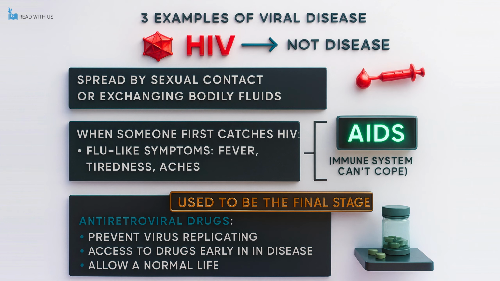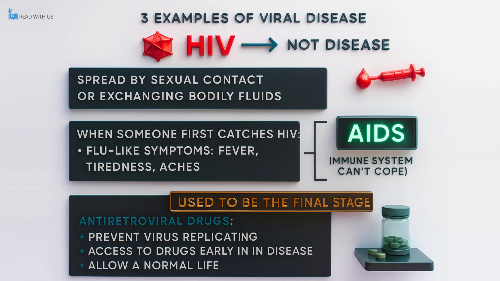The second example is the human immunodeficiency virus, usually shortened as HIV, which is spread through sexual contact without protection or by sharing bodily fluids such as blood. This commonly occurs when people use contaminated needles. Human immunodeficiency virus affects the immune system by damaging it over time, making it harder for the body to fight off infections and diseases. When a person is first infected with HIV, they may experience flu-like symptoms such as fever, tiredness, and aches for a few weeks.